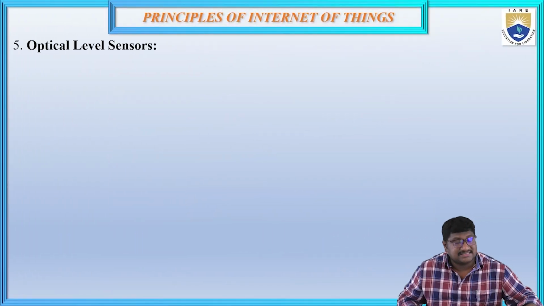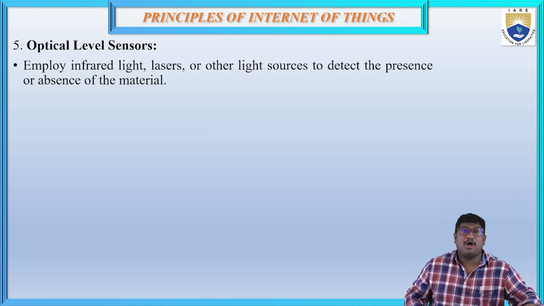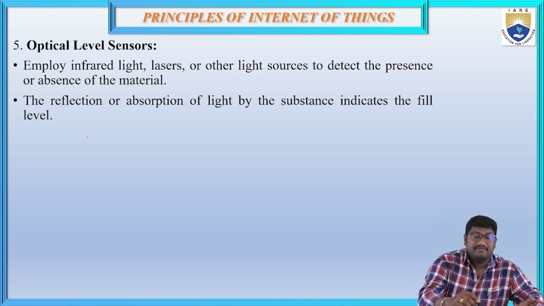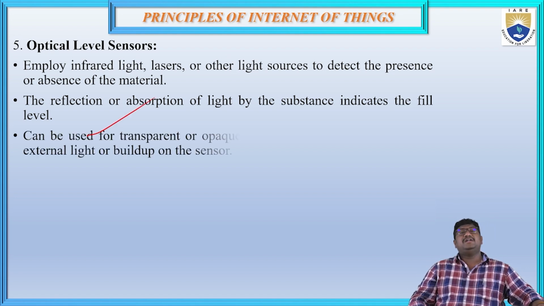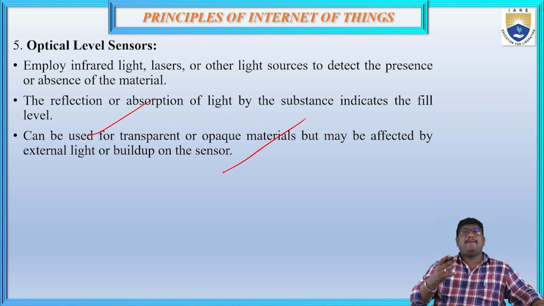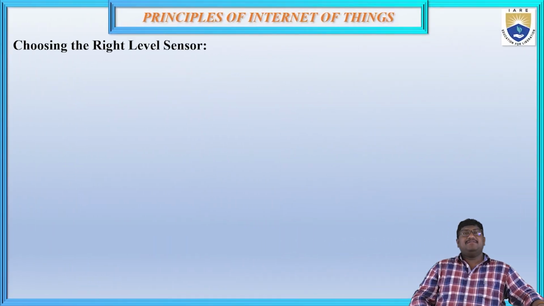And coming to the next sensor, which is the optical level sensor. This can employ infrared light, lasers, or both light sources to detect the presence and absence of the material. With the reflection and absorption of the light, the level of the substances is determined. It can be used for transparent and opaque materials, though external light or sensor buildup may affect it. These are the different kinds of level sensors.